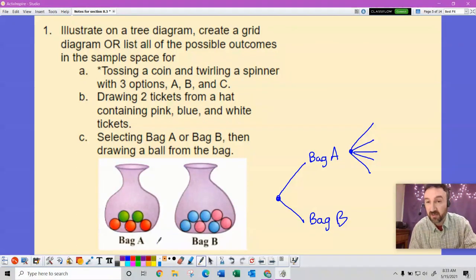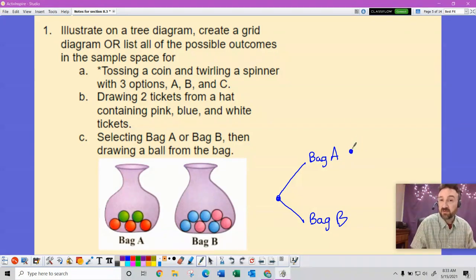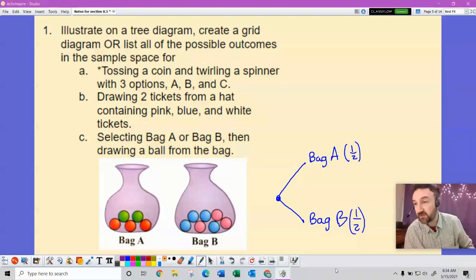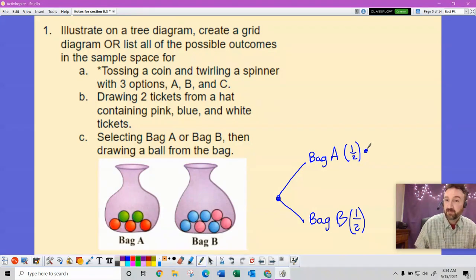Another way that you can do this is to also list off the associated probabilities. So make that extra notation in your tree diagram. And then here we've got either red or green balls in bag A.